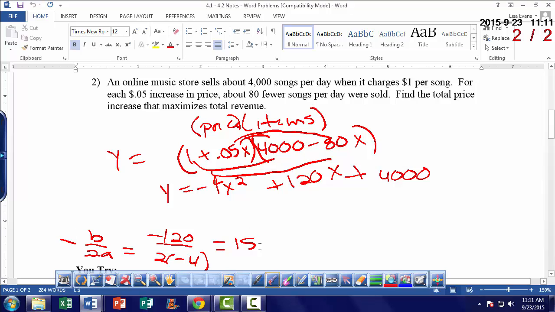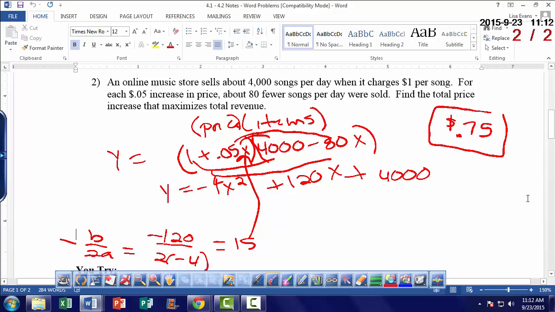Now 15 needs to go in for x. The answer is not 15. It says find the total price increase. So I want to know how much are we increasing the price by. So if we take 15 and we multiply it by 0.05, we are increasing the price by 75 cents. This is our answer. It's a 75-cent increase.